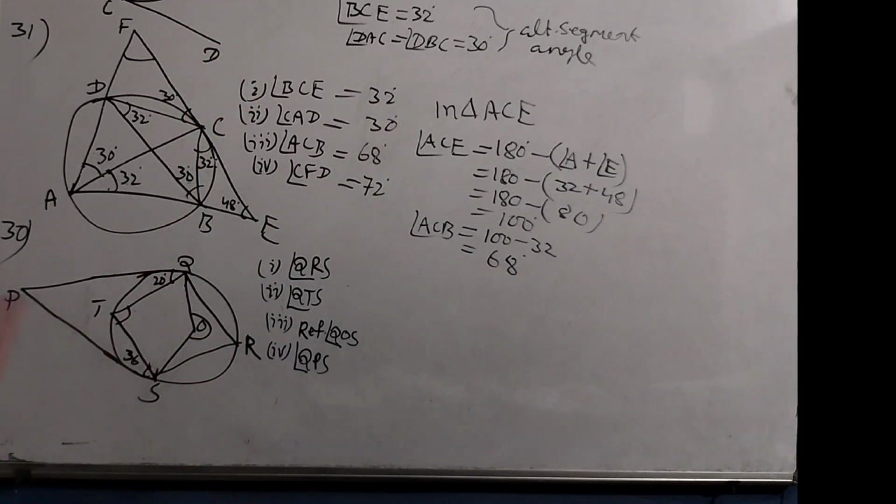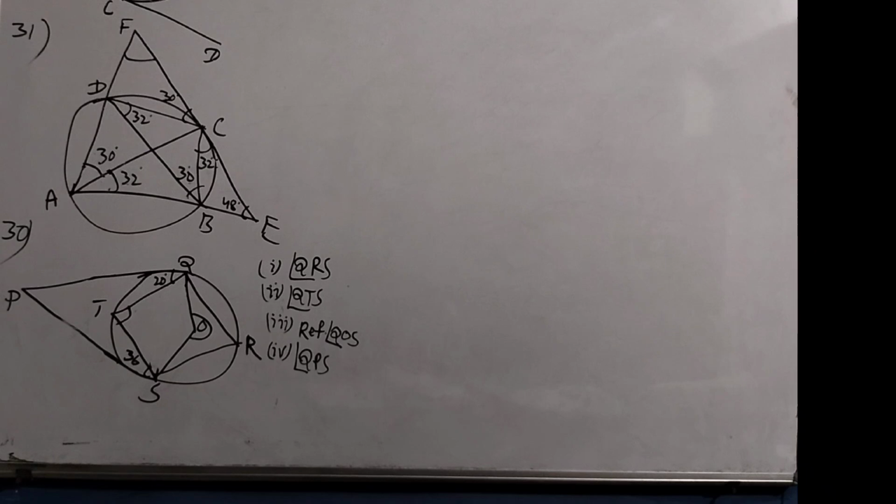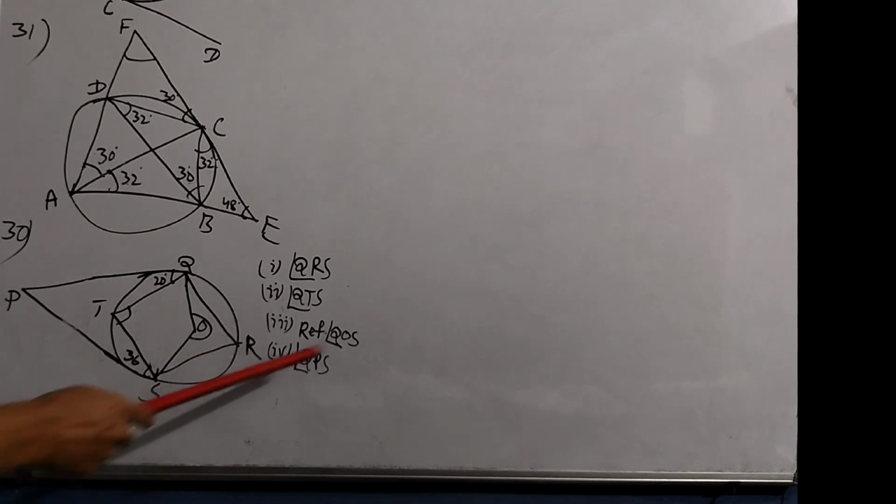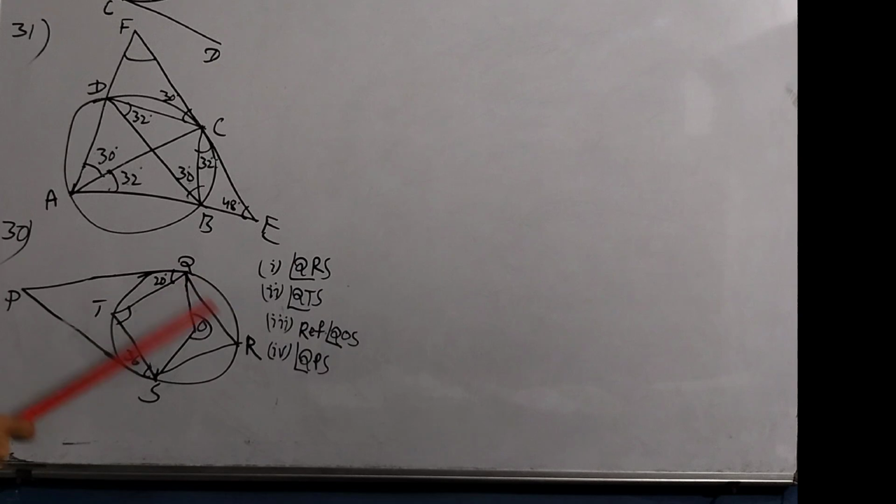Now come to question number 30. Given PQT angle equal to 20 degrees and TSP angle 36 degrees. You have to find QRS, QTS, reflex of QOS and QPS. QRS means this angle, reflex of QOS means this angle, QPS means this angle, and QTS means this angle.